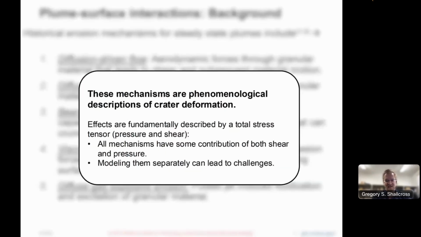When we are describing these phenomenological descriptions of crater formation, the effects fundamentally overlap with one another. For example, we can break down each one of these mechanisms into contributions of pressure and shear as a function of our total stress tensor. All these mechanisms have some contribution of one, the other, or a combination of both, meaning that modeling them separately can lead to significant challenges. So we can look at some existing modeling methodologies, how we could tackle some of these mechanisms or even all of them together. Next slide.